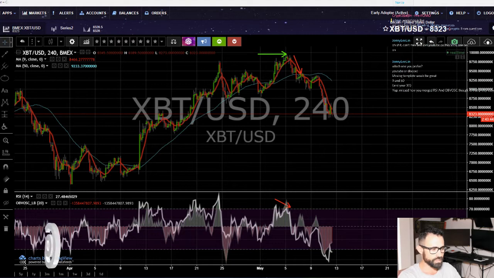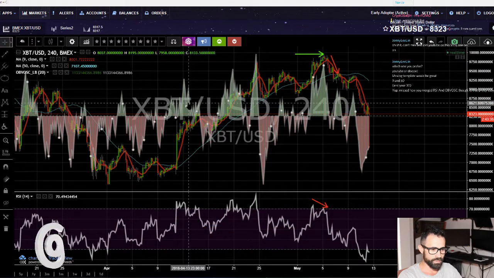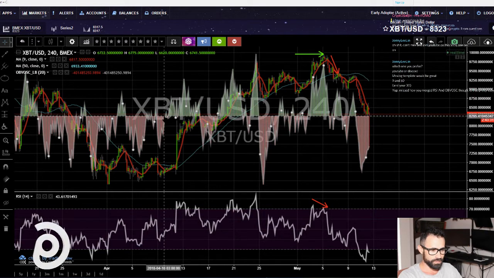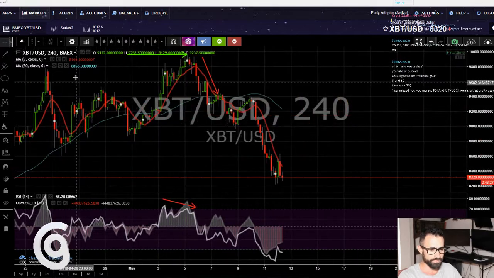So merging OBV and MAs, or OBV and RSI, is pretty simple. All you have to do is grab the OBV and drop it. It's just drag and drop. Fairly simple.